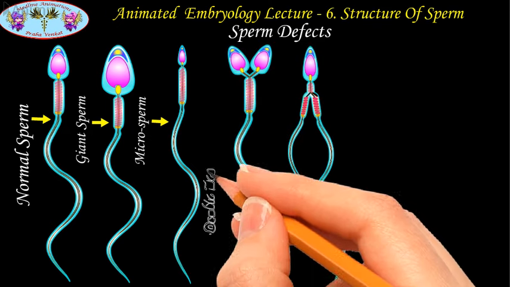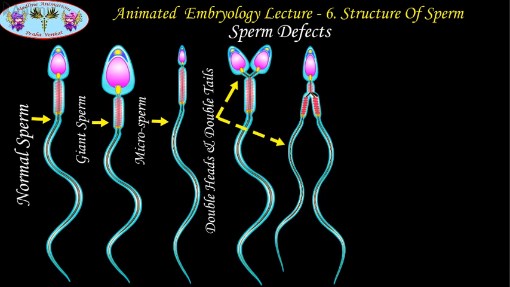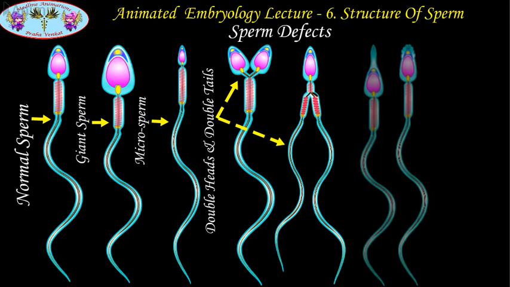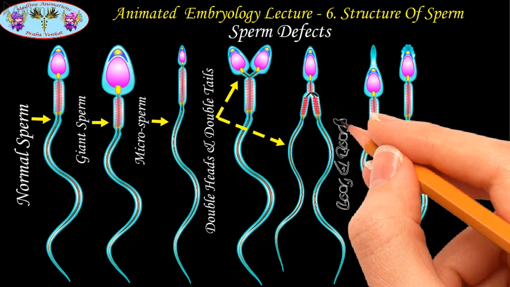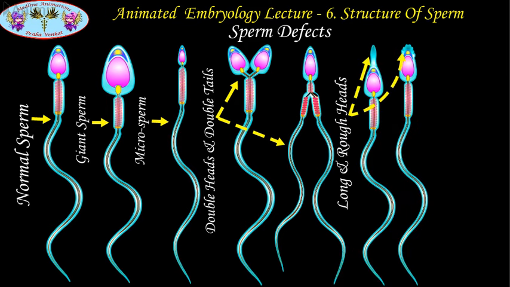These are the double heads and double tails. We know that during the developmental process, all the sperm cells from one spermatogonium remain connected with each other by cytoplasmic bridges. For any reason, if they are not dividing properly, that leads to double heads and double tails. Then there are long and rough heads. They are sperms with a defect in the head formation, which makes it difficult for them to release the acrosomal enzymes.